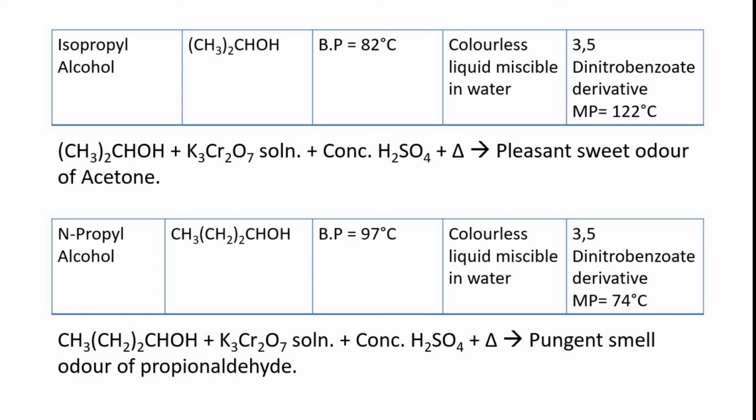To identify n-propyl alcohol, take the suspected alcohol and add K2Cr2O7 solution in a dry test tube. Now add concentrated sulfuric acid. Heat the mixture gently. It gives a pungent smell of propionaldehyde. n-Propyl alcohol does not give the iodoform test.